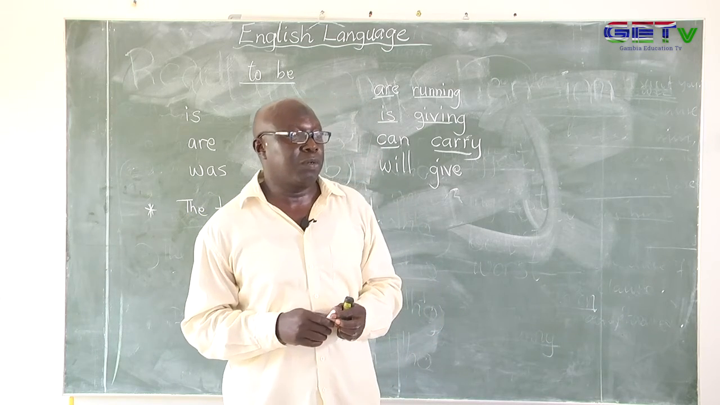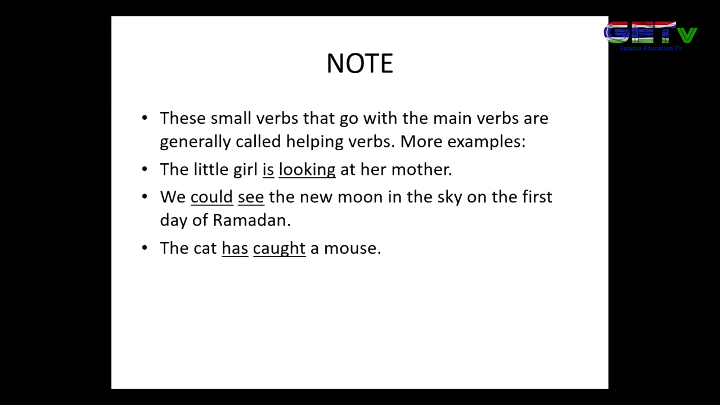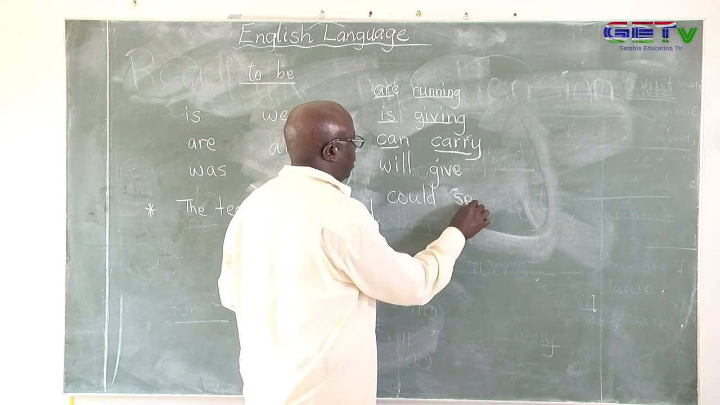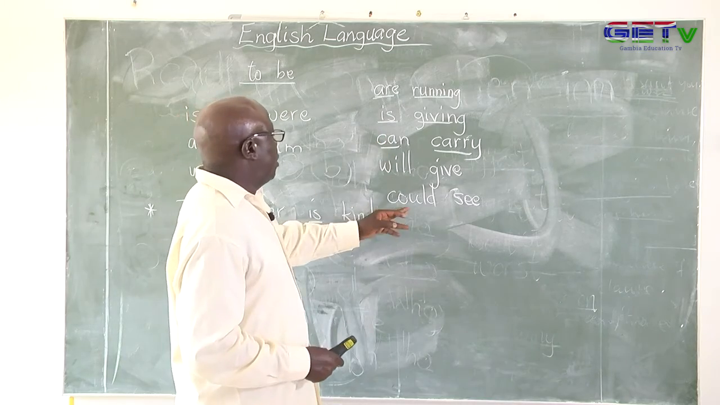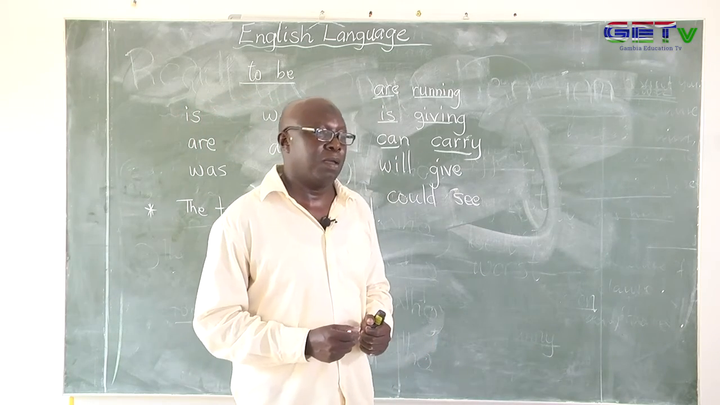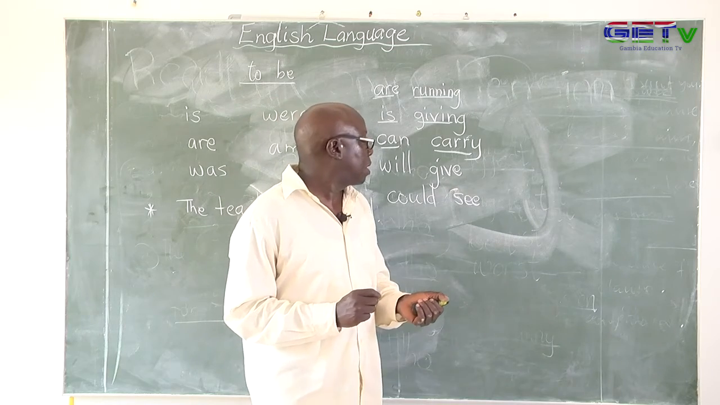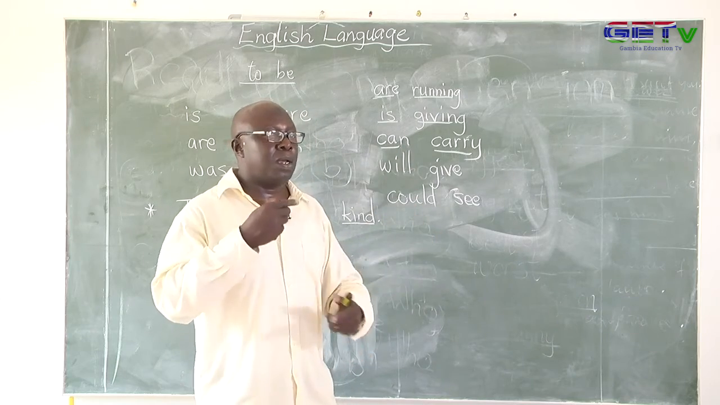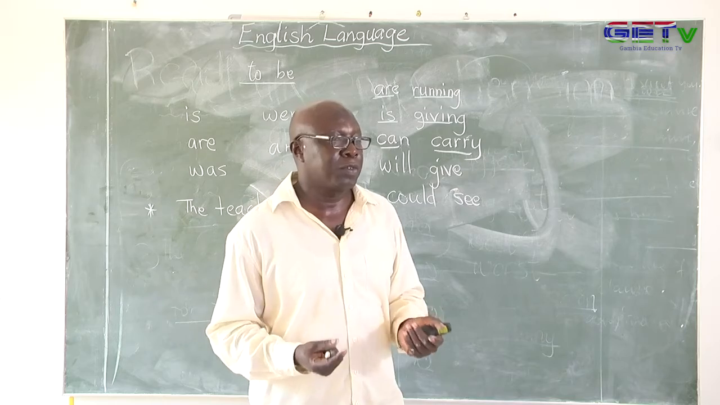So more examples include: the little girl is looking at her mother. "Is" is helping the verb "looking." We could see the new moon in the sky on the first day of Ramadan. "Could see." We could see. We have "can" and "could." They mean the same thing. The only difference is the time we say them and under what situation we say them could be different.